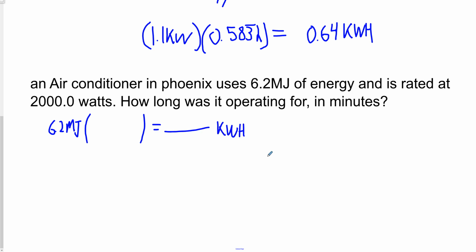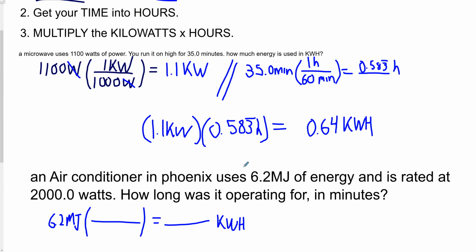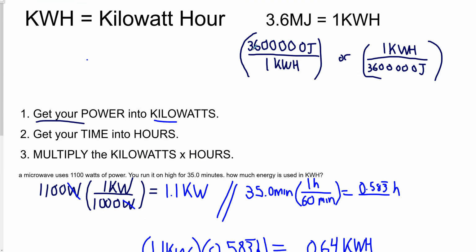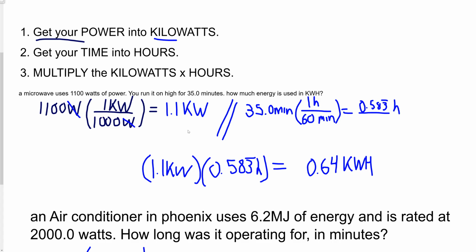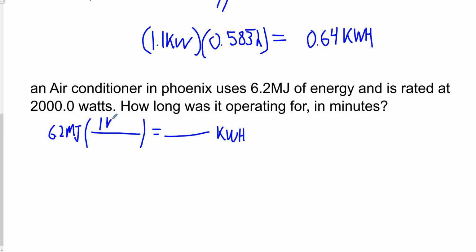So I go up to my conversion, and it's 3.6 megajoules is 1 kilowatt hour. So I say 1 kilowatt hour is 3.6 megajoules. And incredibly, megajoules is toast. The only unit that's left is kilowatt hours, which is what we want. So 6.2 divided by 3.6 gives me 1.72 repeating kilowatt hours.